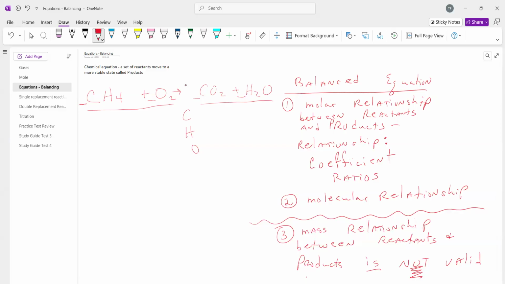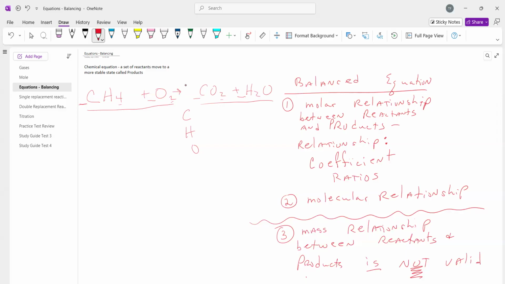Okay, so the other number is a subscript. That's like the 4 here, 2, 2, 2. That number we cannot change. No exceptions. The reason why, if we change that number, we're going to change the molecule itself. The number out front is how many there are. So right now we have 1 CH4, 1 O2, 1 CO2, 1 H2O, because the number in front says that. Now, the problem is what's on the left doesn't balance what's on the right. So we have to change the coefficients out front to make it so.